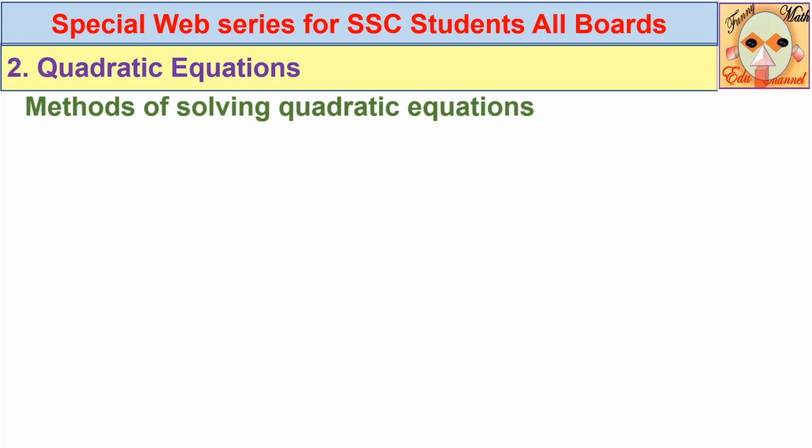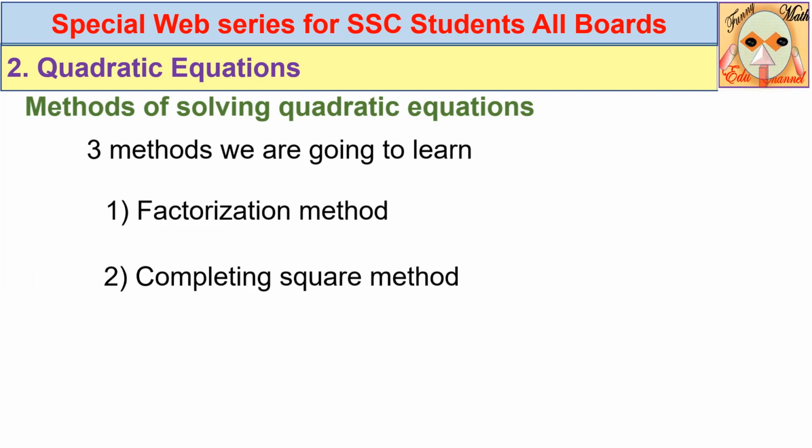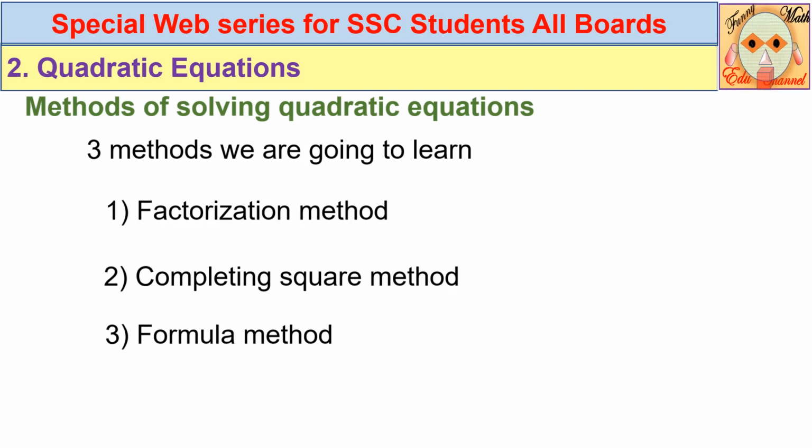Now we are going to see methods of solving quadratic equations. There are 3 methods we are going to use for solving quadratic equations. The first one is known as the factorization method. Second is the completing the square method. Third is the formula method. All these 3 methods are used to solve a quadratic equation. All these 3 methods we are going to learn in this video.